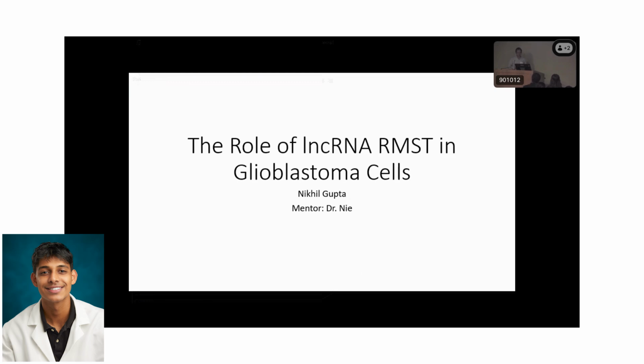And we found out this lncRNA RMST can be stimulated when cells encounter a metabolic stress, like hypoxia, glucose starvation, and mitochondrial defects. So in this project, Nikhil studied this RMST in glioblastoma cells. So Nikhil.